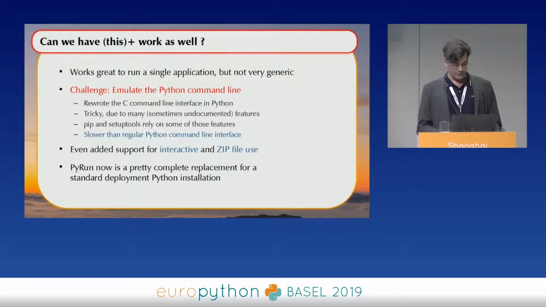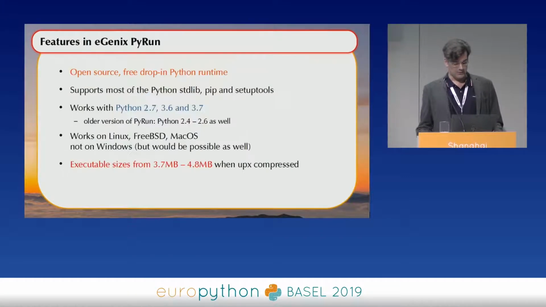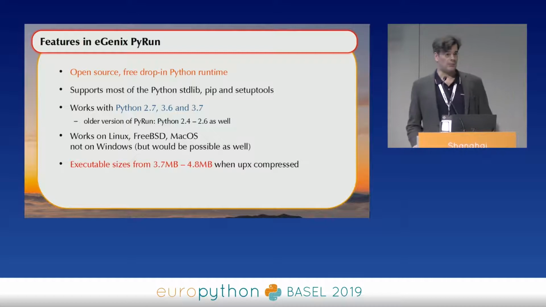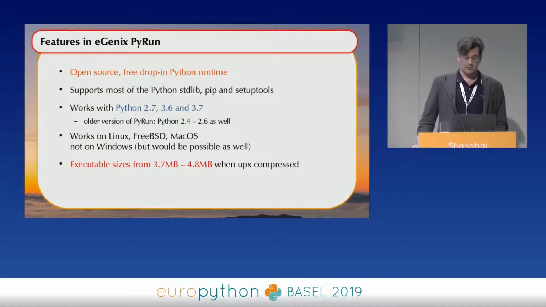And it even supports interactive use now, so you can actually start it, and it comes up with a command prompt again, so you can use it just as regular Python. So this is essentially where I am. So now I have a PyRun. It's open source. It's a free, more or less, drop-in for a standard Python runtime. It doesn't use hundreds of megabytes in the file system. You don't have to install it anywhere.